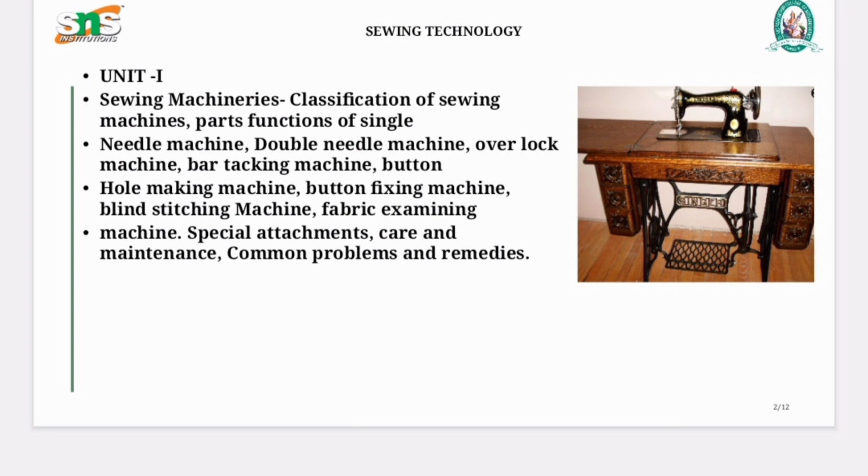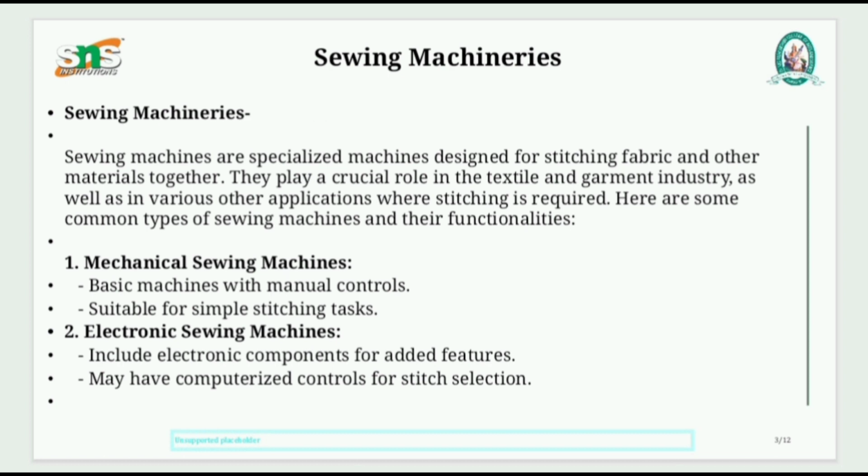Mechanical sewing machine: operated manually with mechanical controls, suitable for basic sewing tasks. Electronic sewing machines include electronic components for added features, and may have computerized controls for stitch selection and customization. Computerized sewing machine: advanced machines with a computerized interface offer a wide range of stitches and programmable settings.